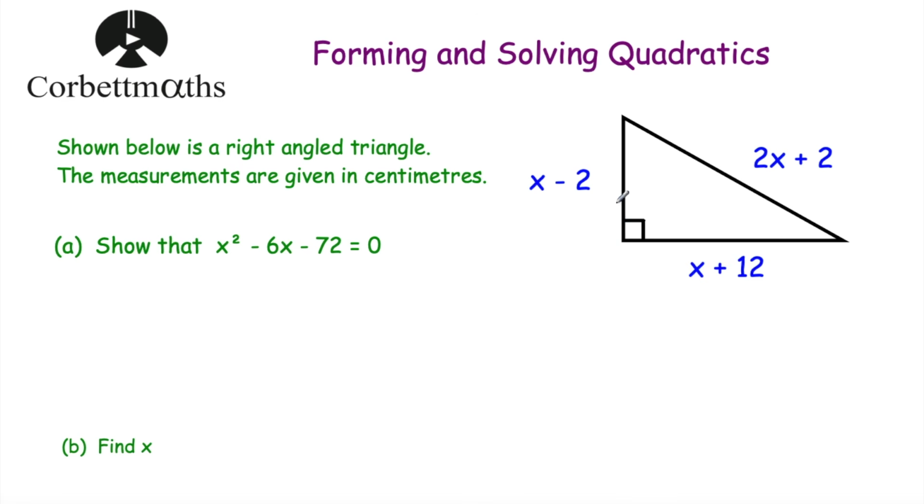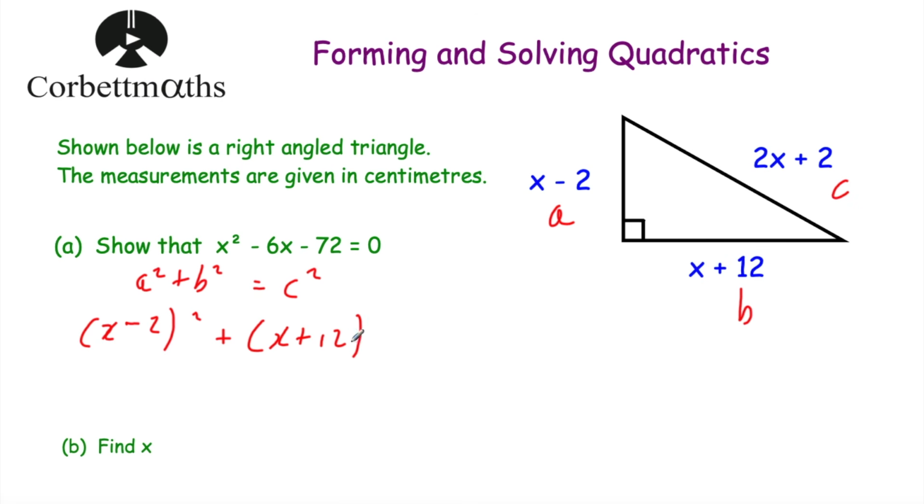Now I'm thinking Pythagoras' theorem, because we know that a squared plus b squared equals c squared, where a and b are the two shorter sides and c is the hypotenuse, the longer side. So let's write that down. a squared plus b squared equals c squared. So a squared, that'll be in brackets x minus 2, close bracket squared, plus b squared, that's going to be x plus 12, close bracket squared, equals c squared, which in this case would be 2x plus 2, close bracket squared.